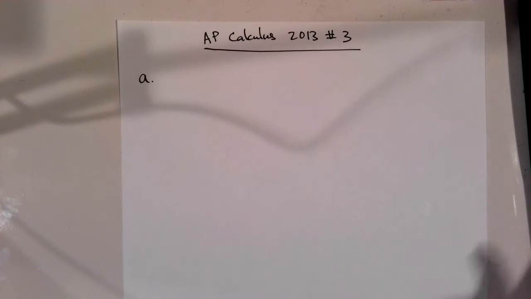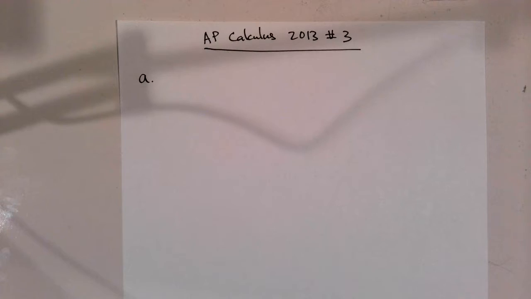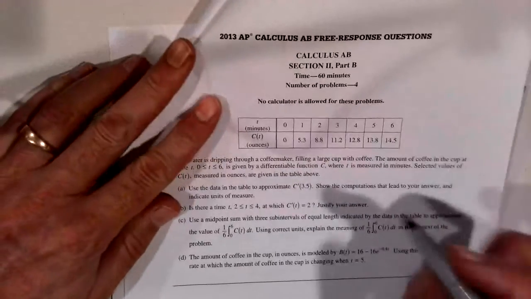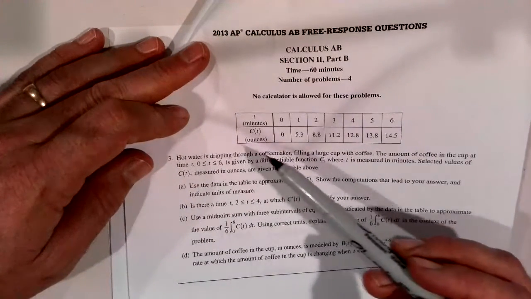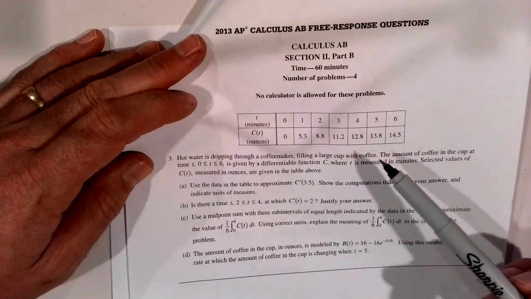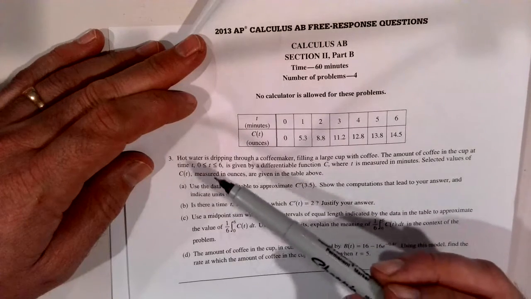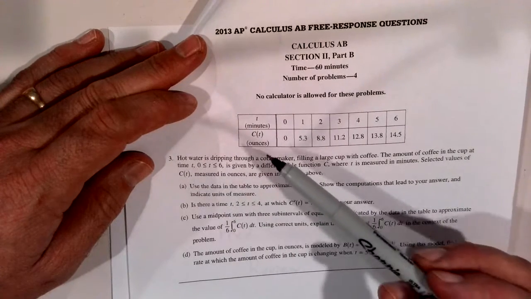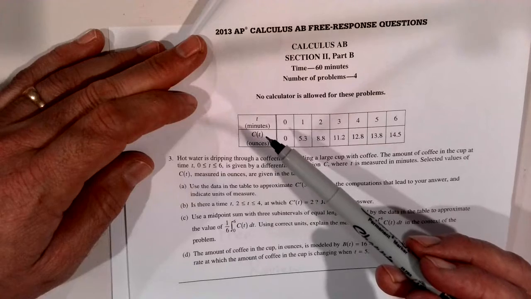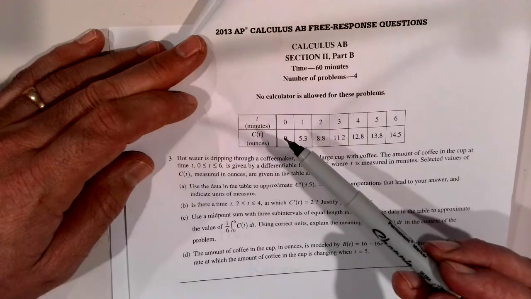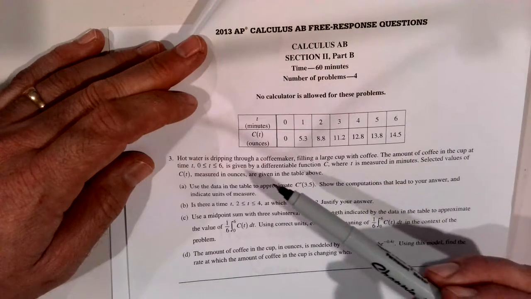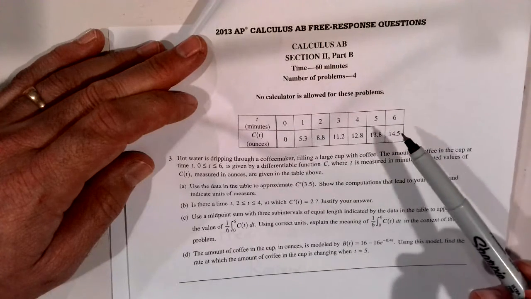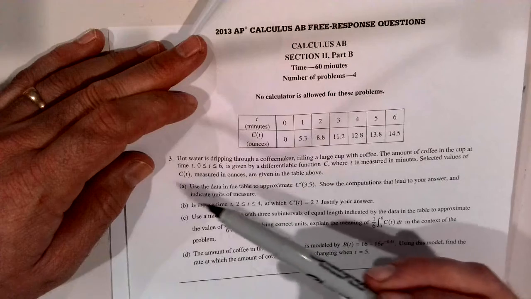Okay, our last problem. And again, I said I was going to pick a couple that looked really familiar. If I was the AP, I would grab a problem like this where you're given a table. Hot water is dripping through a coffee maker filled with a large cup of coffee. The amount of coffee in the cup is given by a differentiable function C. So this is not a rate function. This is actually the amount of coffee. So it starts at 0 and is 5.3, what is it, ounces. Then it gets up to 14.5 ounces, so on and so forth.